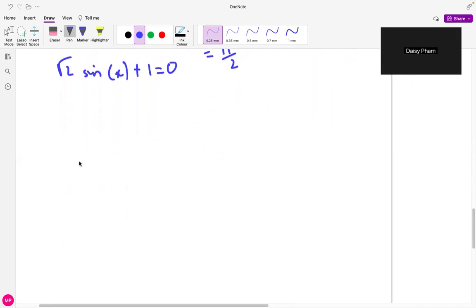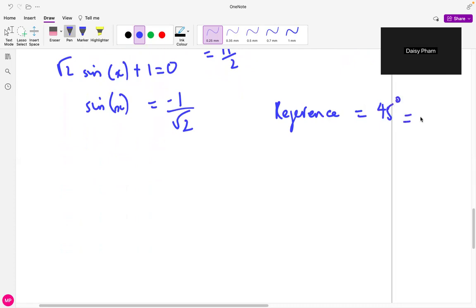Then I'm going to find sin of x. So sin of x equals, take the 1 over, become -1, and then root 2, you divide by root 2 on the other side. Okay, now the angle that has sin equal 1 on root 2, the reference angle, which is 45 degrees, right? Because sin 45 is 1 on root 2, or pi on 4.